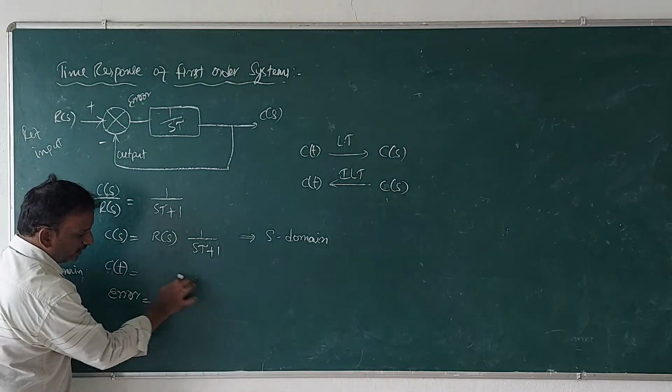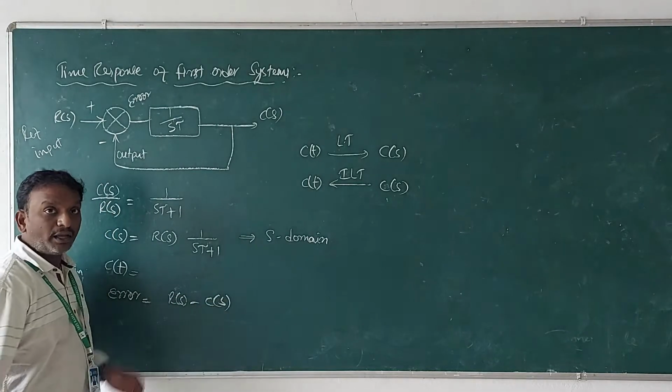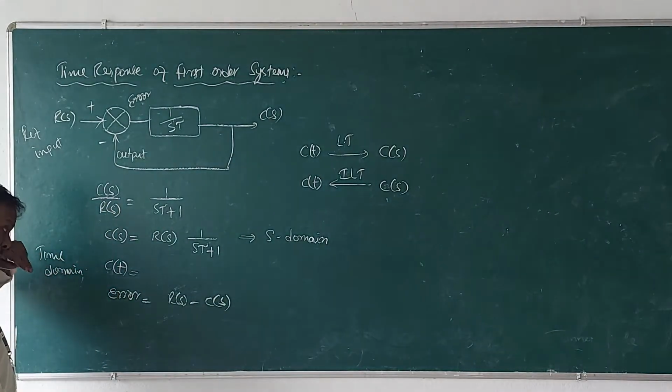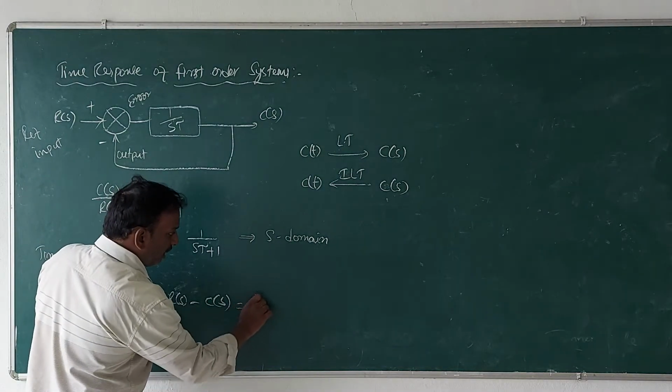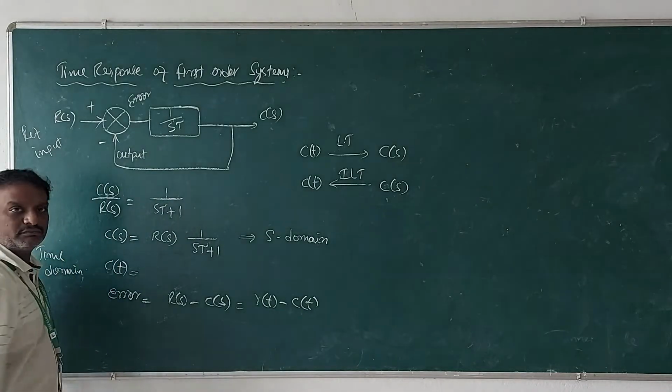So what is the error? See here, its value is R of s minus C of s. I want to know the time domain information, so that's why R of t minus C of t in time domain. This is the s domain.